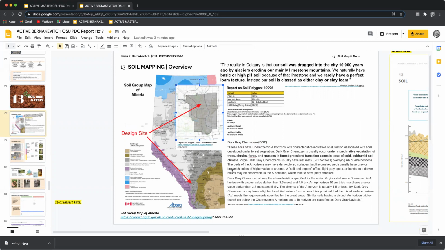So not only am I including what is underneath Calgary, which will still be there after Calgary's long gone, but also the bigger picture and then the history. So the reality is that the soil was dragged from the city 10,000 years ago by glaciers, eroded mainly from the limestone mountains. We have basic or high pH, rarely have perfect loam, and soil is classified as either clay or clay loam. So again, feel free to work with this bolding text that we've talked about throughout the course.